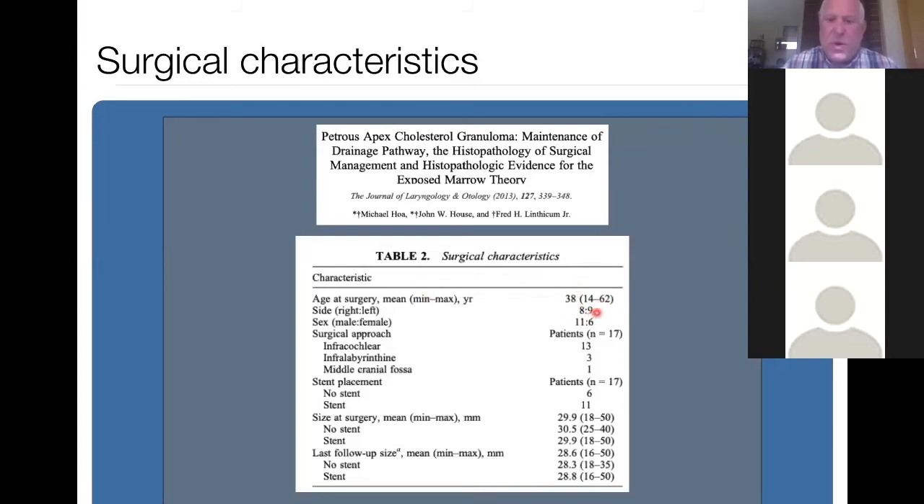It's about equal right side, left side. And it's interesting that the male to female ratio is almost 2 to 1 male to female having lesions of the Petrous apex. The number one approach that was used was the infra-cochlear approach. Now, if you remember Dr. Hoa, he gave us a lecture on cochlear implants. Agata, if she's there, is familiar because Dr. Hoa wrote this article when he was doing his fellowship.